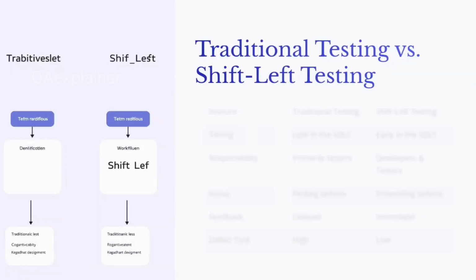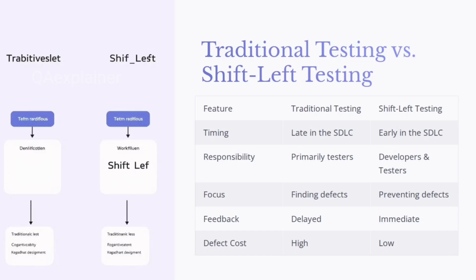Now, traditional testing versus shift left testing. What is the difference between traditional testing and shift left testing? First thing is timing. In traditional testing, the testing happens late in the SDLC process, but in shift left testing it happens earlier. Another difference is that in traditional testing the responsibility lies mostly with primary testers, but in shift left it lies with developers and testers both.